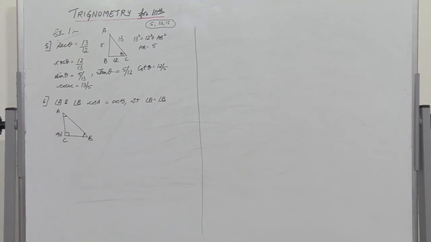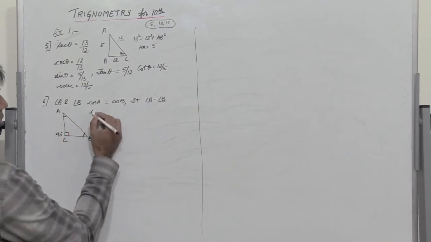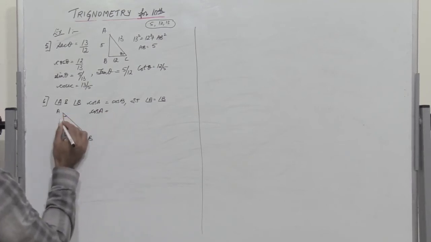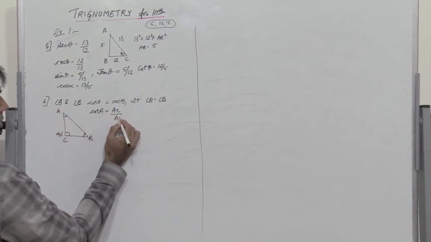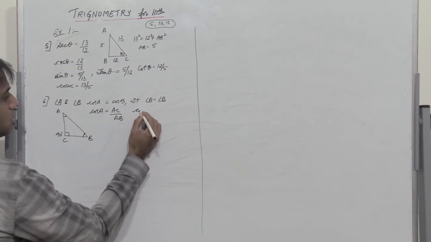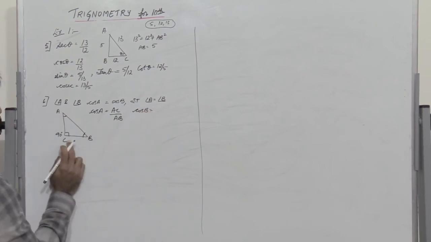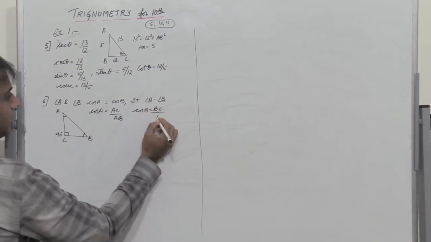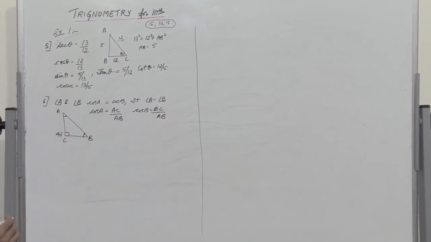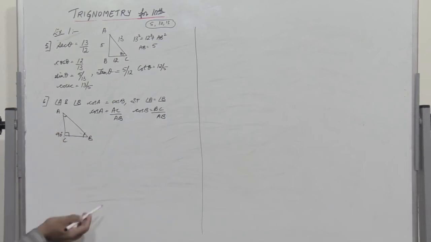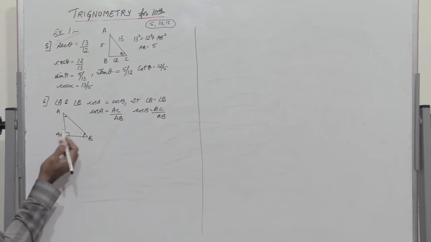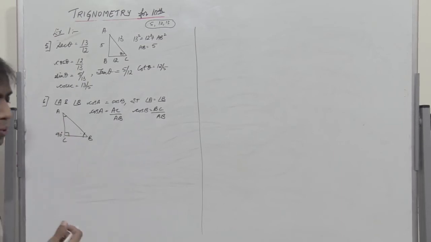So what is being given? Cos A is equal to cos B. What is cos A? Cos A is adjacent side, which is AC, divided by hypotenuse AB. Similarly, cos B is the adjacent side to angle B, which is BC, divided by AB. Now we know that this is 90. If this is 90, these two angles actually are equal, isn't it? Anyway, that is what we need to prove.